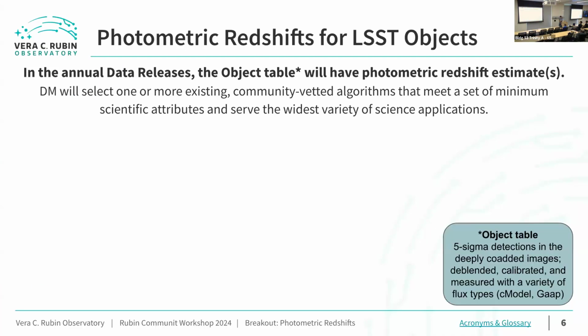All right, so as part of the annual data releases that Rubin provides, there will be photo Z estimates as part of the object table. The object table is the data that comes from the deeply coadded images. And so there's room in there for photo Z estimates. And so DM is going to provide 1 or more existing community vetted algorithms, results from those. But there's still work to be done on exactly what is going to go into those. We'll talk a little bit more about the roadmap and timeline.